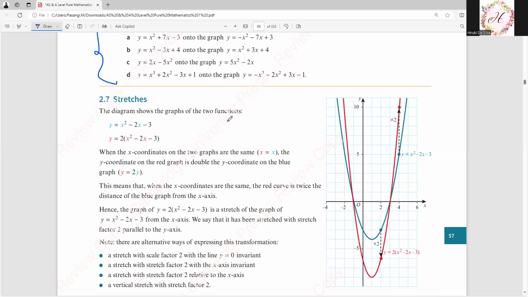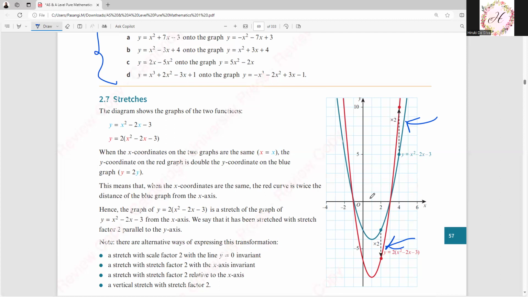The diagram shows the graphs of the two functions. The blue color one is y = x² − 2x − 3, and the second equation is y = 2(x² − 2x − 3). Now what do those two reflect? The blue color graph is this one, and the red color graph is this one. So the red color graph is kind of doubled. Doubled means the y value has been doubled, right?